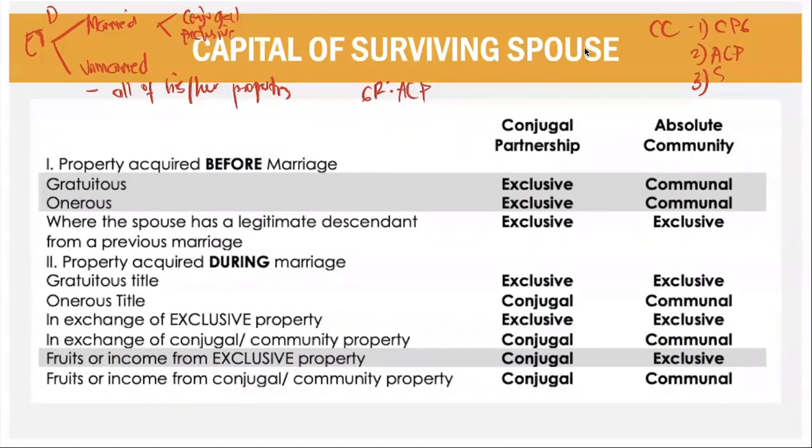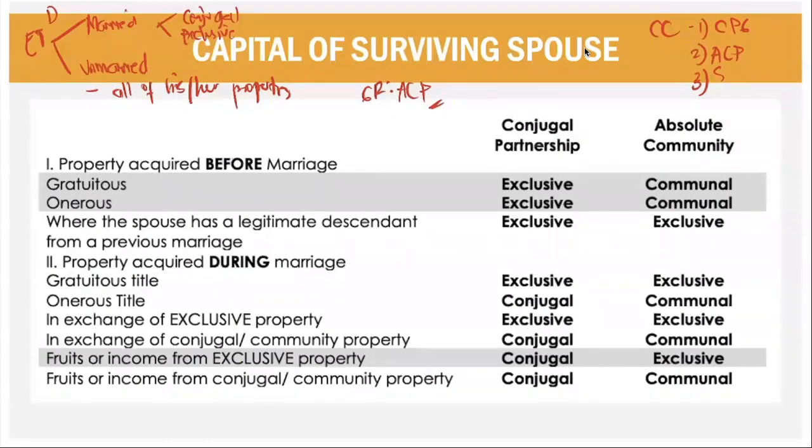But again, there's nothing in the law that prohibits an individual from entering into marriage settlements. So generally, before you get married, you talk with your partner or spouse on what particular marriage regime will govern your marriage. But if there's no marriage settlement, or your marriage settlement is void, what will govern is the absolute community of property.